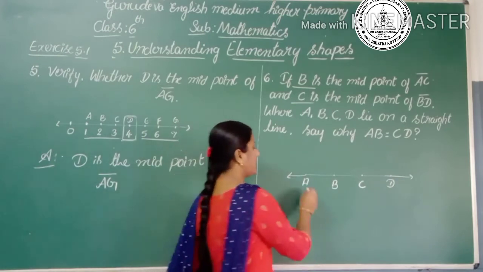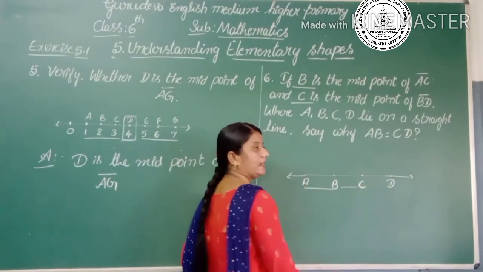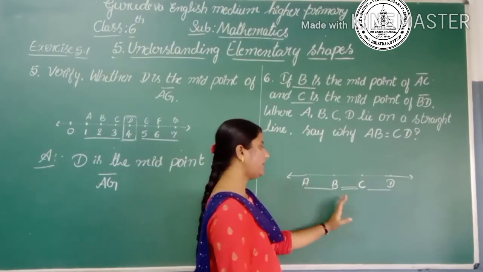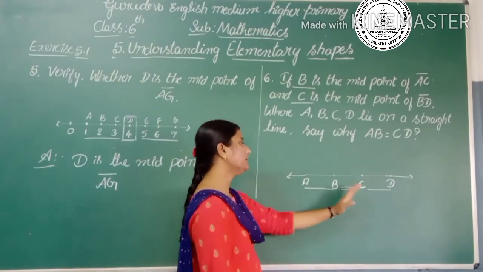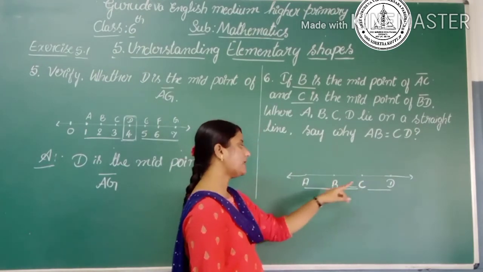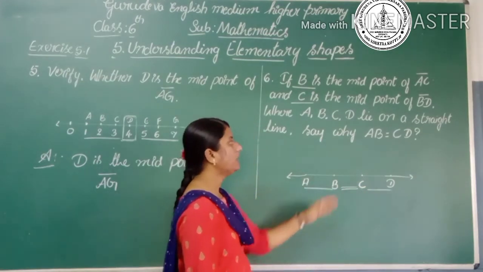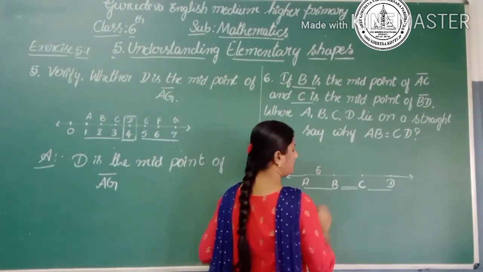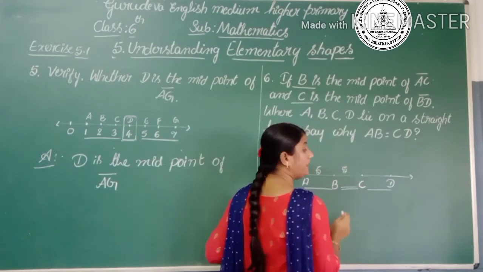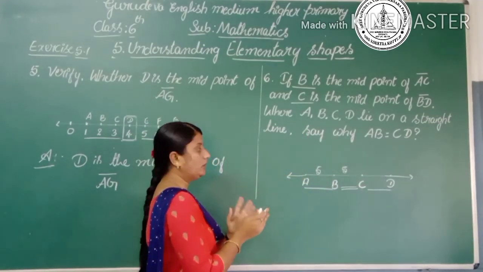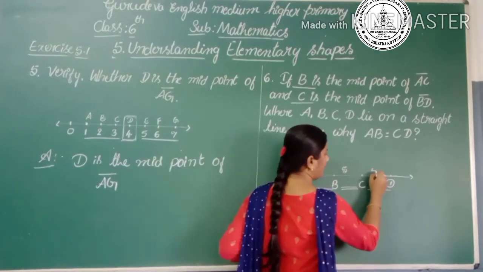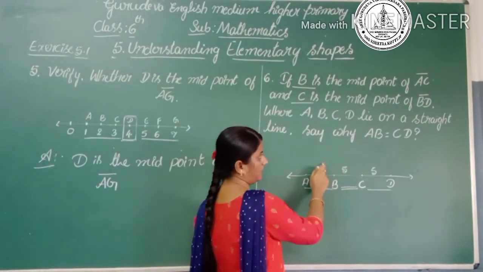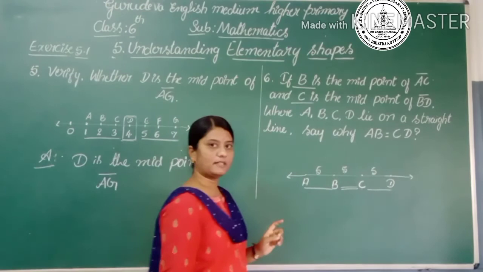Now when A, B, C, D lie on a straight line, say why AB is equal to CD. Because AB is equal to BC, and BC is equal to CD. Why can we say that? Because B and C are the midpoints of AC and BD. For example, AB is 5 centimeters and BC is also 5 centimeters. Midpoint means it divides the line into two equal parts. Then CD is also 5 centimeters.